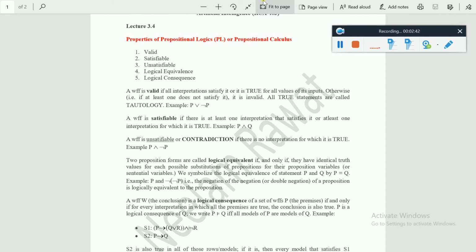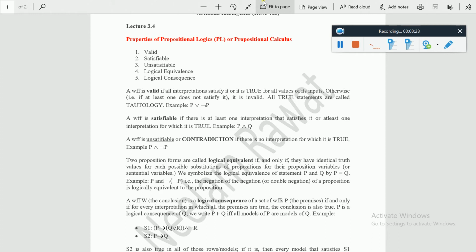The fourth one is logical equivalence. Any two propositions can be called logically equivalent if and only if they have identical truth values for all the inputs on those proposition variables. If it is so, we call such propositions logically equivalent. So if I say P and double negation of P, both truth values would be the same. So we can say that P and double negation of P are logically equivalent.